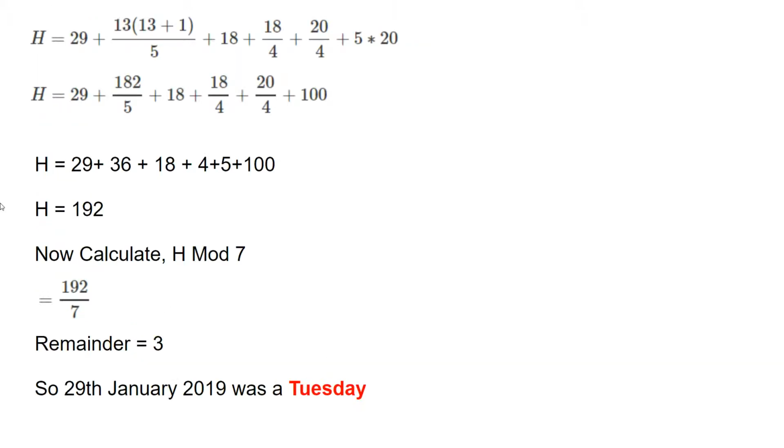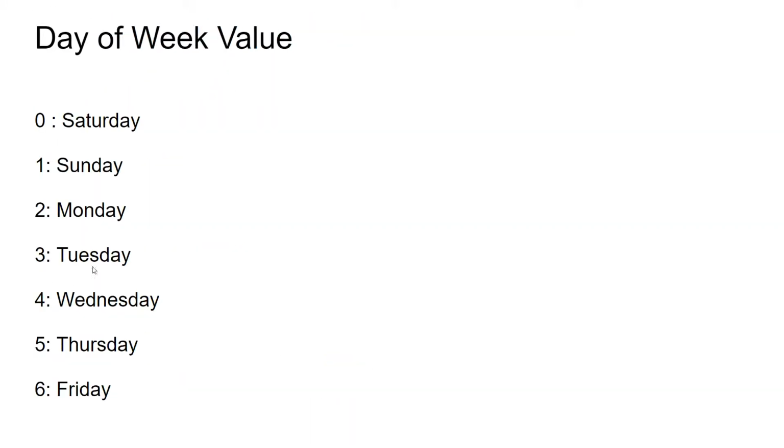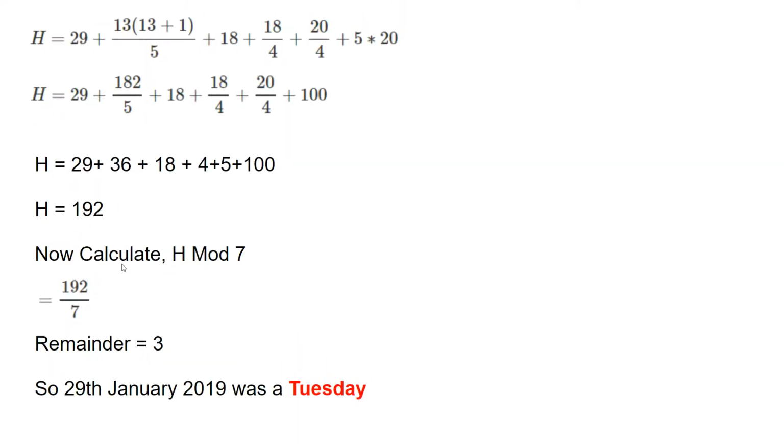Now substitute these values into this formula, and the final value that you get is 192 here. Now we divide this 192 by 7, and the remainder would be 3. If we go back here, 3 is Tuesday. So we can say 29 January 2019 was a Tuesday.